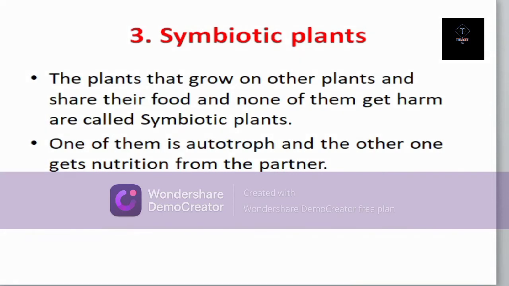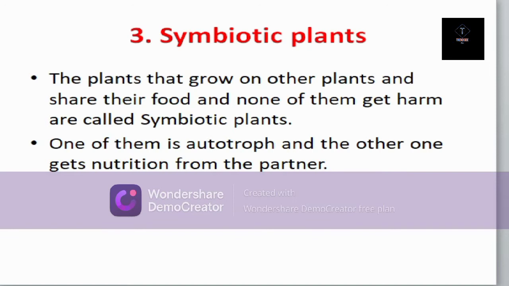In the previous lecture, we have discussed the classification of plants. There were parasitic plants, saprophytic plants, symbiotic plants, and insectivores or carnivores. We have discussed the first two, that was parasitic plants and saprophytic plants. We will discuss symbiotic plants and insectivores, or the carnivorous plants.